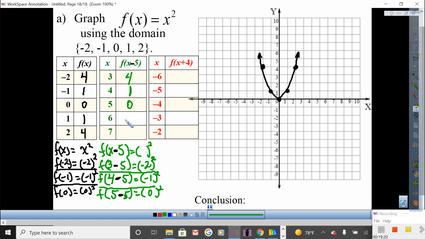All right, next value. Andy, for 6, what'd you get? 1. Thank you. How about for 7? Bree? 4. That is correct. All right, let's plot these. 3, 4. 4, 1. 5, 0. 6, 1. 7, 4.